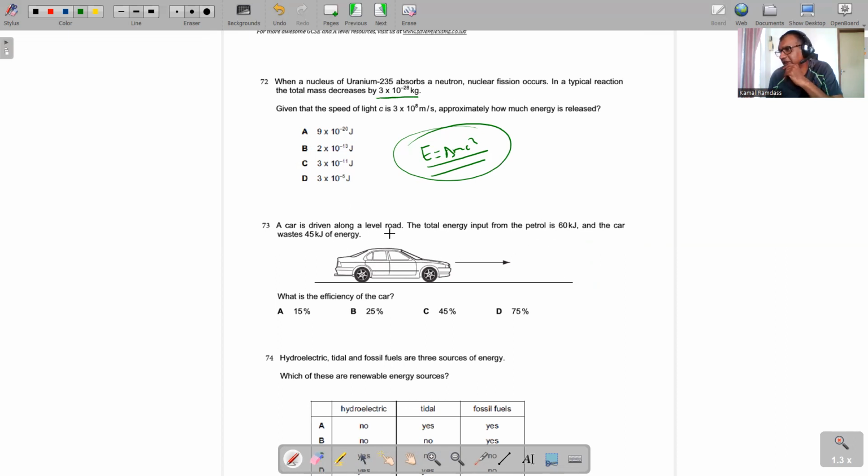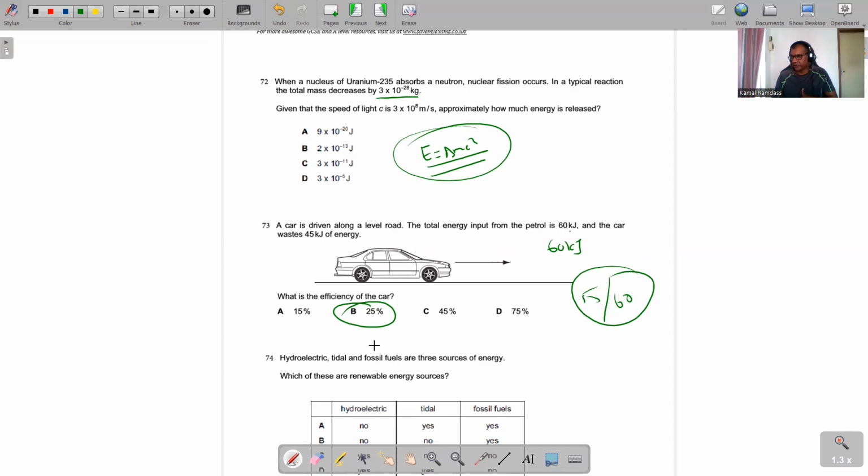A car is driven along a level road. The total energy input from the petrol is 60 kilojoules. And the car wastes 45 kilojoules of energy. What is the efficiency of the car? 15 over 60, 25%. 60 reduced by 45 is 15. Useful energy divided by input energy, 25%.